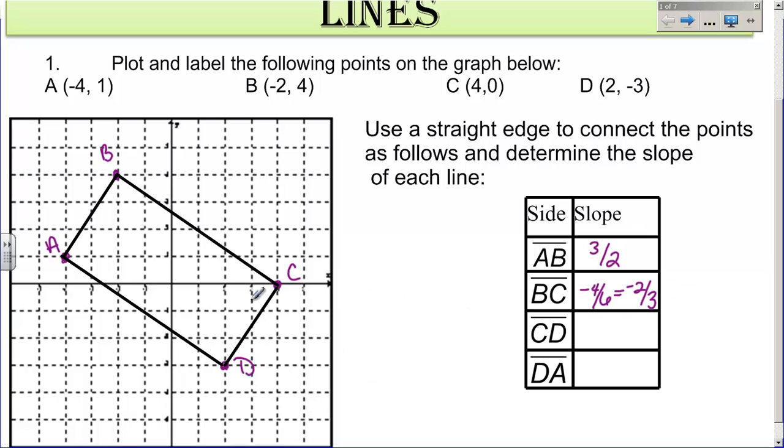Now line CD, from C to D, I go down 1, 2, 3, and to the left 1, 2. Since I went down and left, that's a negative over a negative, which is positive 3 over 2. And then line AD, to get from A to D or from D to A, either one, I went down 1, 2, 3, 4, and over 1, 2, 3, 4, 5, 6. So this one's -4 over 6, or -2/3 as well. So there are my slopes. I have 3 over 2, -2/3, 3 over 2, and -2/3. And it's going to be important on the next page.